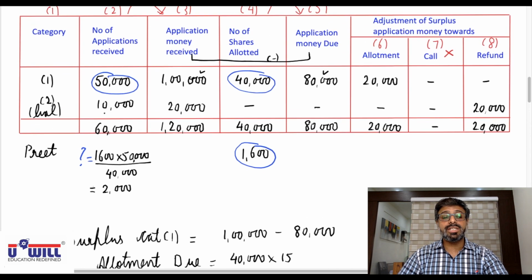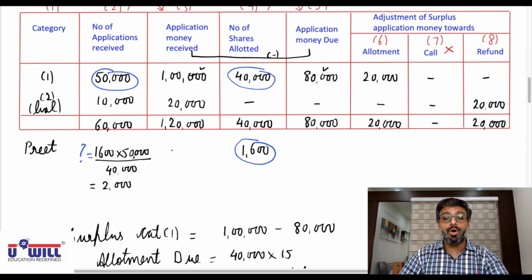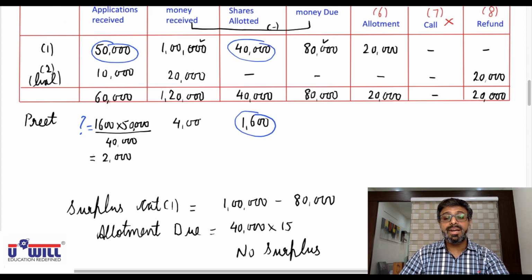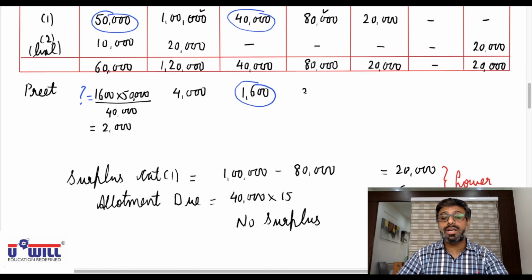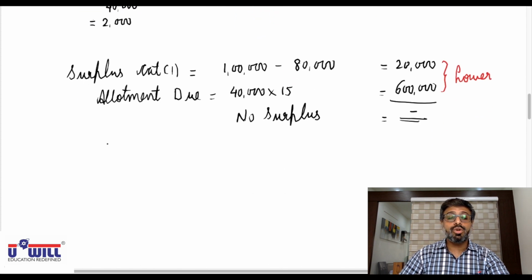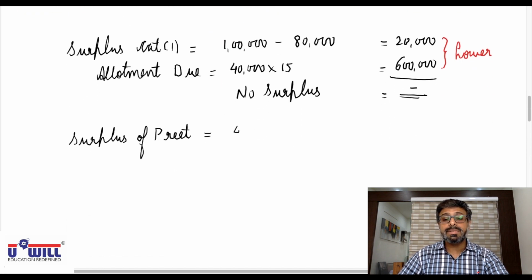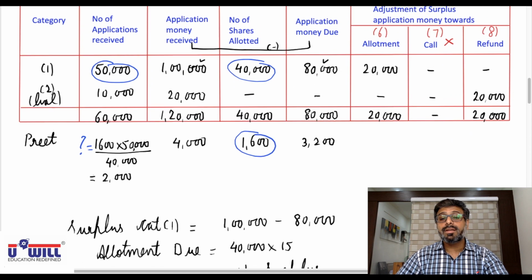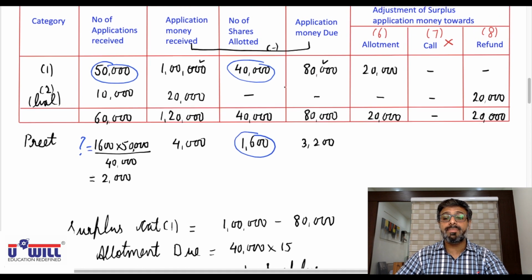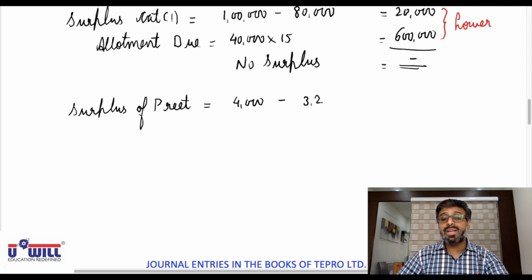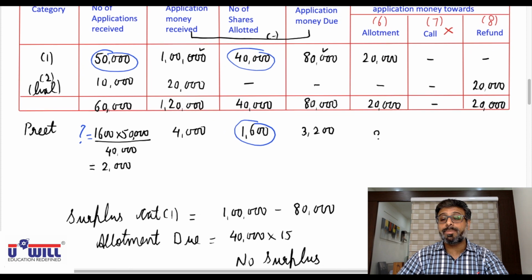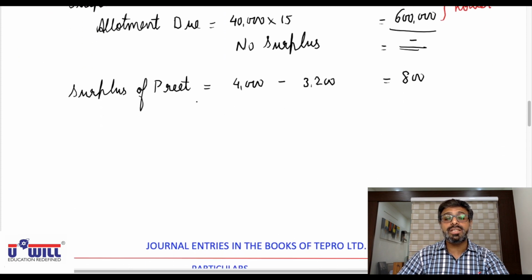Now 2,000 applications means Preet paid 2,000 into 2, 4,000 rupees. But he was supposed to pay 1600 into 2, 3,200 rupees. So surplus of Preet: 4,000 he has paid minus 3,200 was due. Same calculation, 3 minus 5. Surplus of Preet is 800. That 800 will get adjusted with allotment here. So the entire amount cannot be called in arrears.